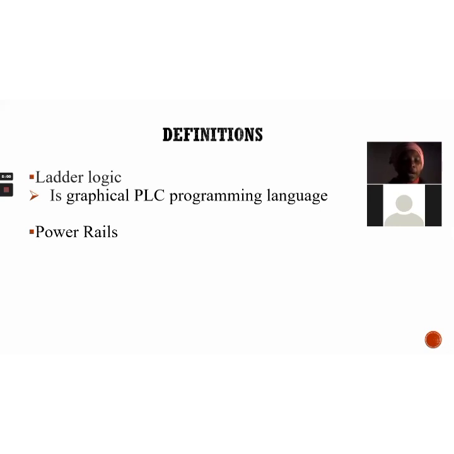So now we also have another term that we call the power rail. And a power rail, we normally define it as a pair of vertical lines. We are going to look at it in the next slide. So it is a pair of vertical lines in a ladder logic program, and it is the one that carries the circuit. We are going to look at that in a short while.